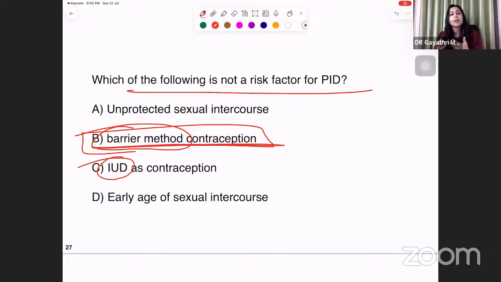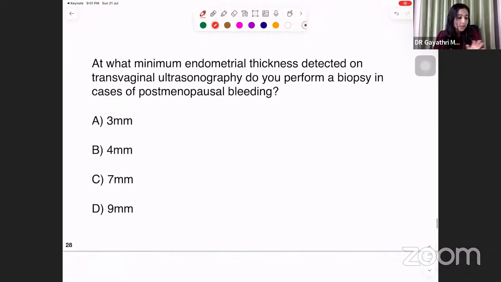So with PID, the causative organism can be many. It could be due to chlamydia, gonorrhea, tuberculosis. Previously, TB was the most common cause. Nowadays, chlamydia is coming up, so now chlamydia is the most commonly implicated organism that you see with PID. Anything that increases sexual intercourse, such as unprotected sexual intercourse, multiple sexual partners, or early age of first sexual intercourse, increases the risk. Even IUDs have been associated, more with actinomyces infection. All right. Going to the next question, what is the minimum endometrial thickness?